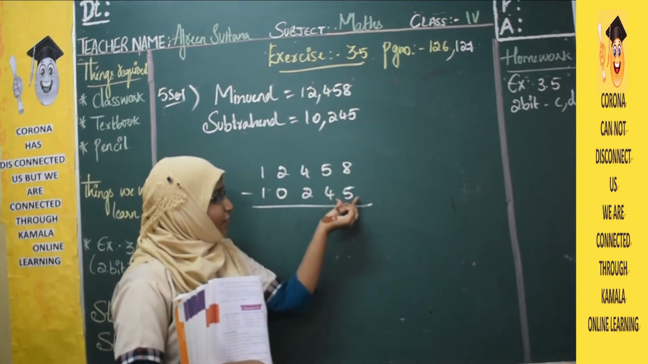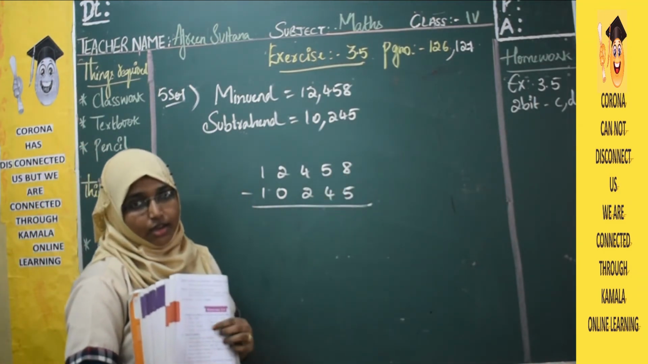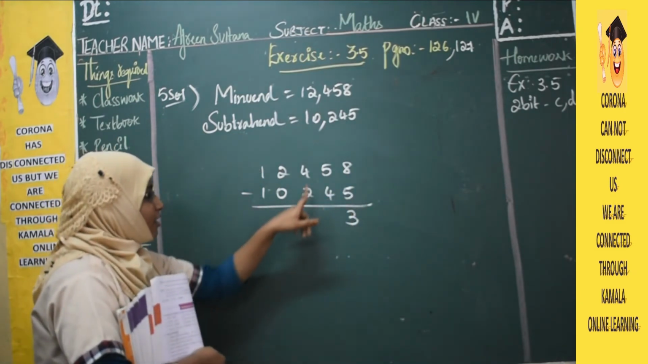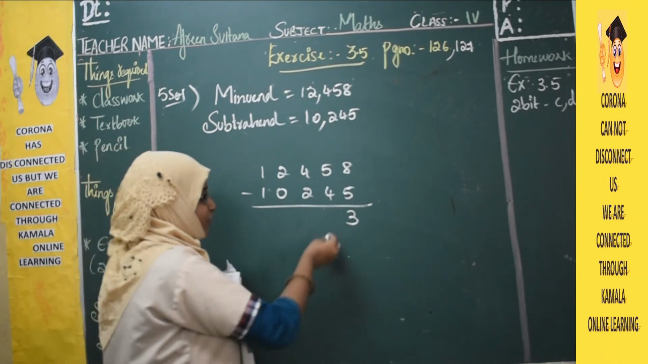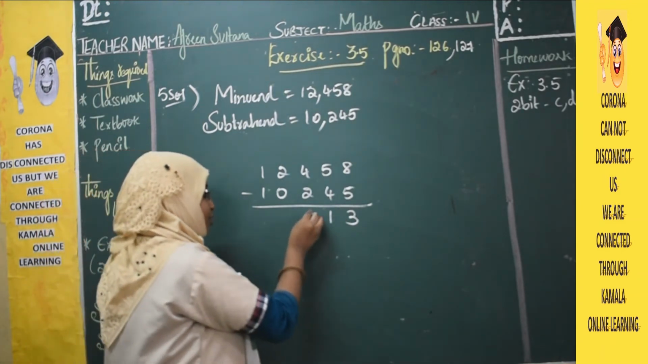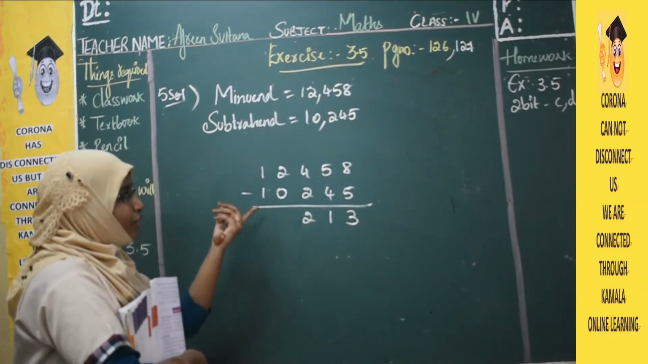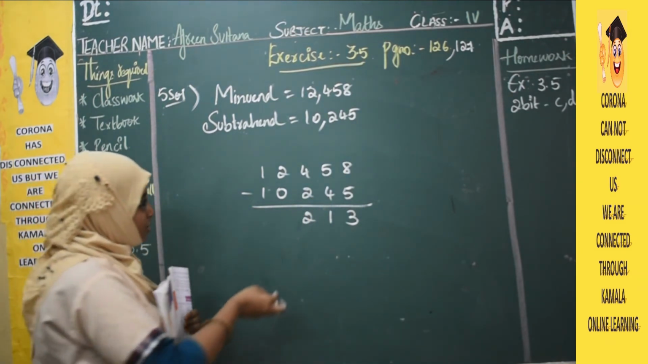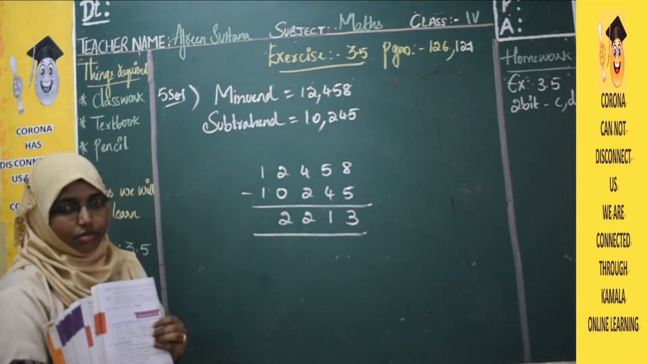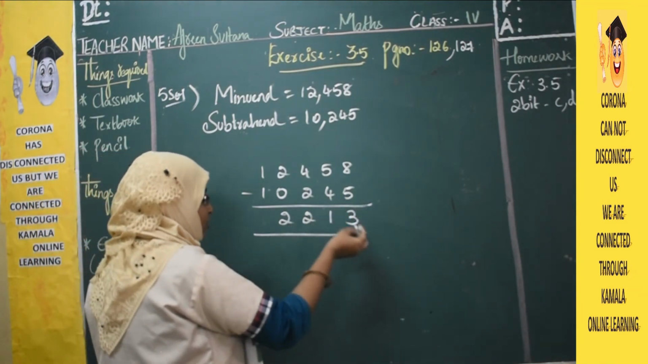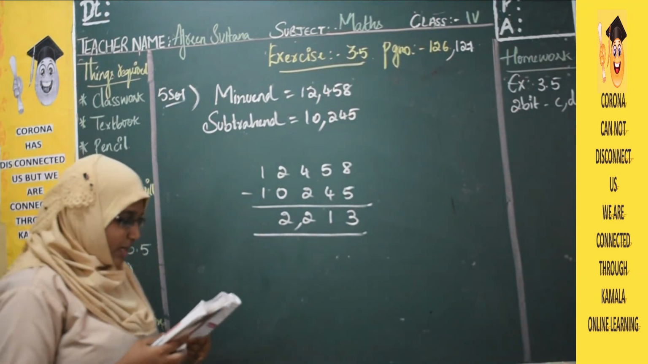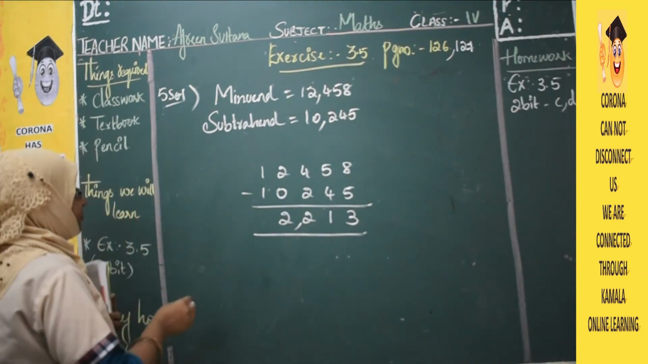Now we can subtract 5 from 8, right? So 8 minus 5, we will get 3. Next, 5 minus 4 is 1. 4 minus 2 is 2. Now 0 from 2 gives the same number, that is 2. 1 minus 1 is 0, so there is no need of writing it. So this becomes 2,213.